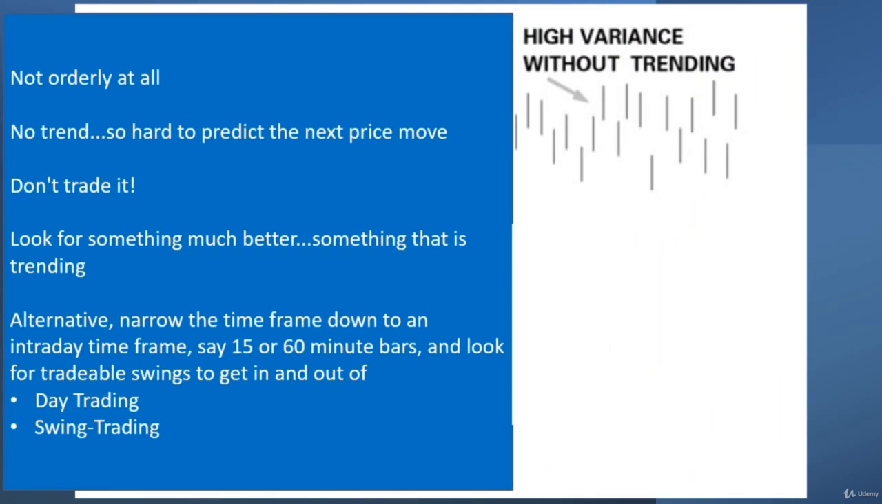And then lastly, if we look at high volatility or high variance without a trend, there's no established trend, and there's a lot of volatility, really wide ranges and price movements all over the place. So it's not orderly at all, which makes it harder, but also there's no trend. So it's really hard to predict the next price move, particularly since there's no order to it and it's really volatile, up and down all over the place. So it's hard to predict what will happen next, hard to use your indicators.